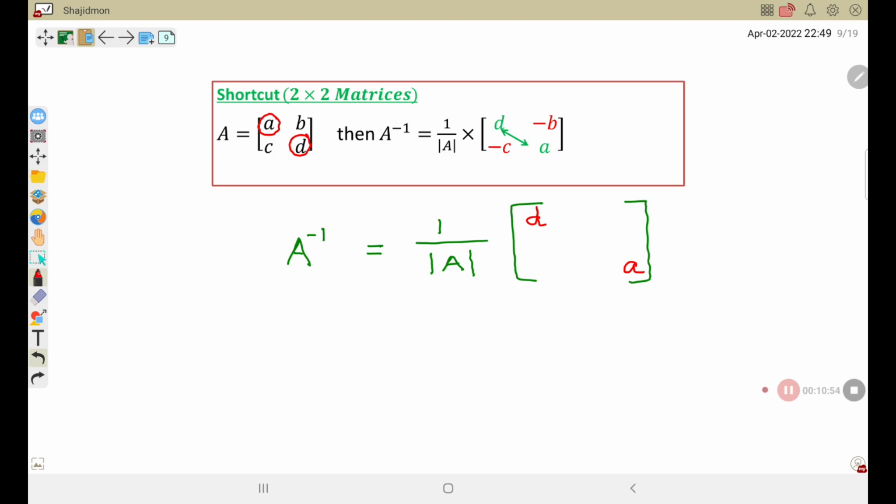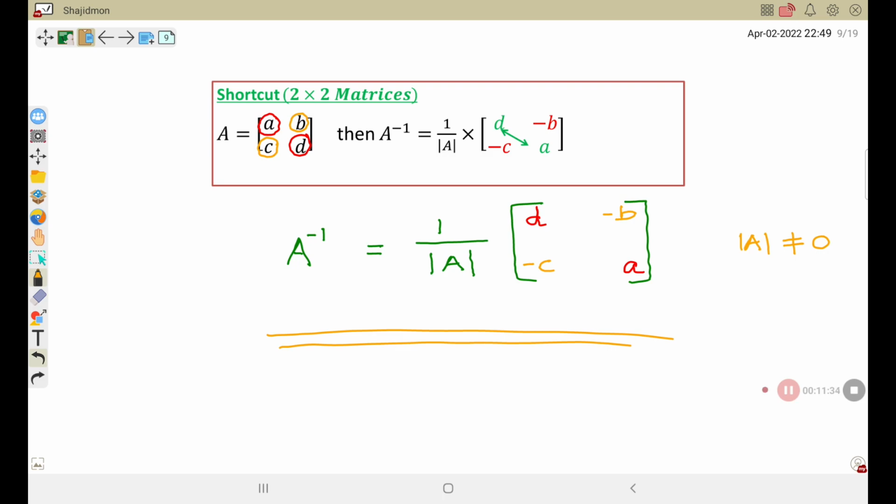And the off-diagonal numbers, what are the off-diagonal numbers? C and B, put the opposite sign. That means B becomes minus B and C becomes minus C. This is what we call the inverse of a 2 by 2 matrix, provided that determinant of A is not equal to 0. If determinant A equals 0, what happens? We cannot find A inverse. 1 divided by 0, you will not get an answer, correct? So this is the shortcut method to find the inverse of a 2 by 2 matrix.